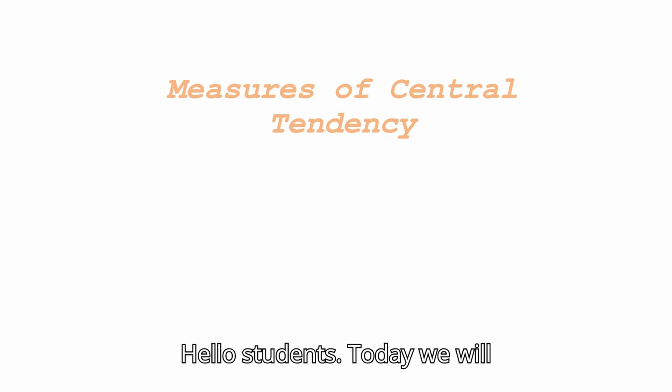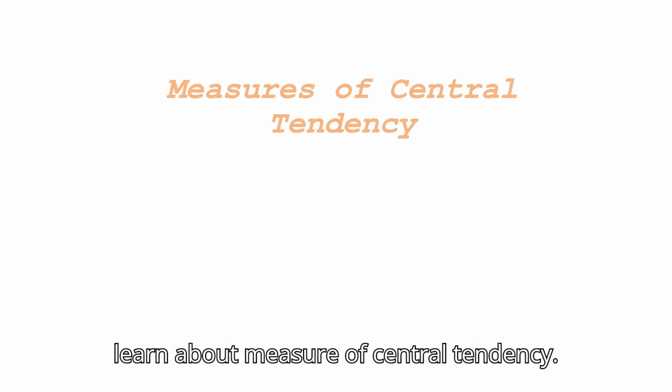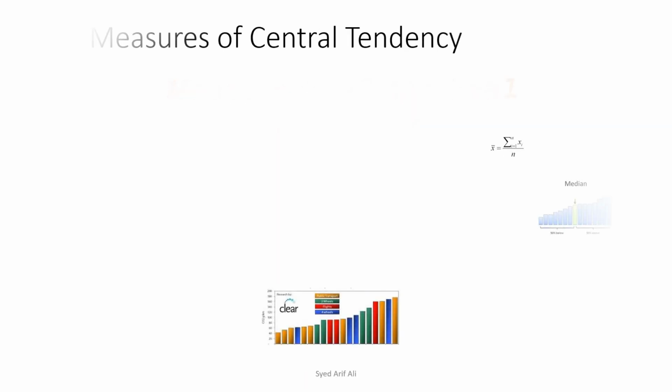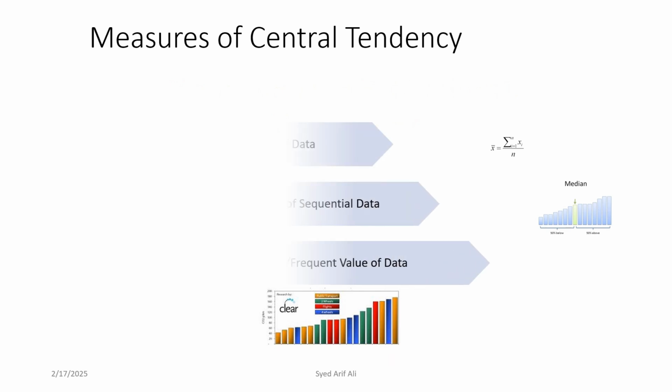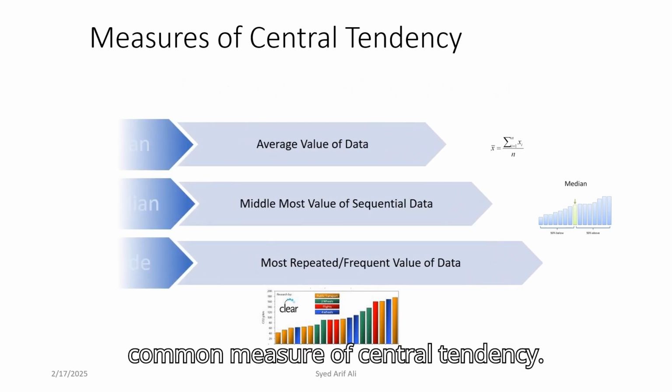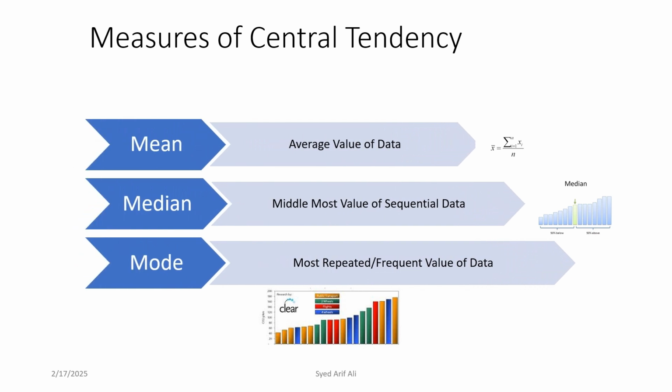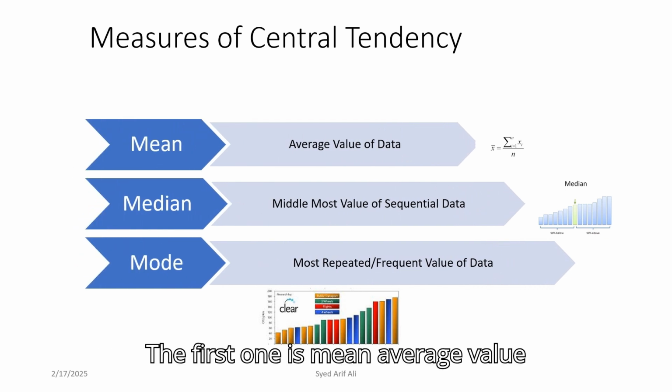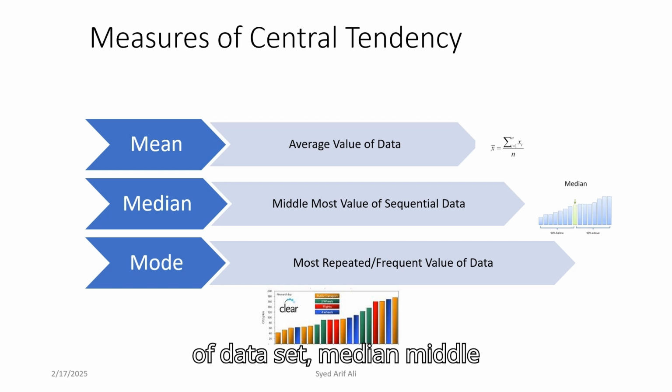Hello students. Today we will learn about measures of central tendency. There are three common measures of central tendency. The first one is mean, the average value of a data set. Median, the middlemost value of sequential data. And mode, the most repeated, frequent value of a data set.